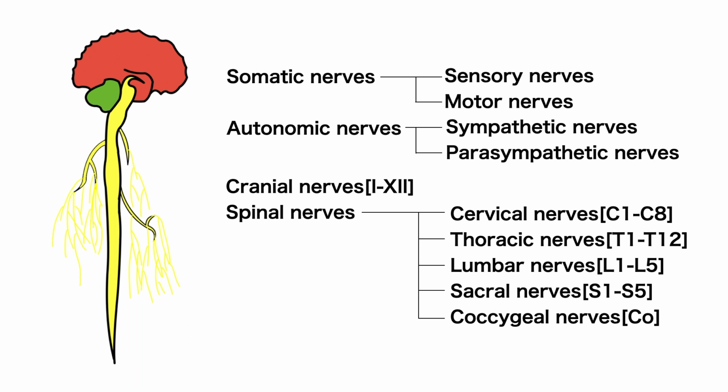There are 12 cranial nerves. Spinal nerves are divided into 5 sections: cervical, thoracic, lumbar, sacral, and coccygeal nerves. There are 8 pairs of cervical nerves, 12 pairs of thoracic nerves, 5 pairs of lumbar nerves, 5 pairs of sacral nerves, and 1 pair of coccygeal nerves.